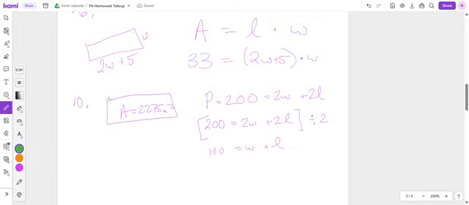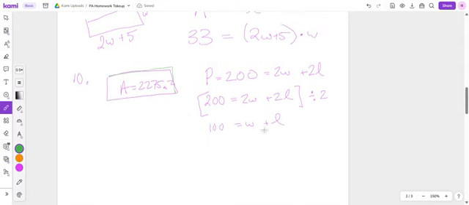If I'm just counting the length and the width, that has to be 100 meters. And then the other length and width have to be 100 meters. So what is length going to be? If I leave the length and bring the width to the other side, it's going to be 100 meters minus the width. If this and this side together are 100, then the length is going to be 100 minus whatever the width is.